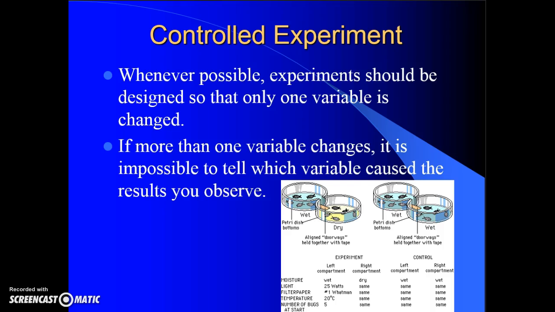that you observe. In this example on the slide, you've got an animal behavior study involving small insects and their behavior in wet and dry environments. If you notice this table of information, all but one of the parameters is the same. The number of bugs at the start is the same, the temperature is the same, so is the filter paper, so is the light. The only one that's different is the moisture, either wet or dry, and so that is the variable that you're interested in.